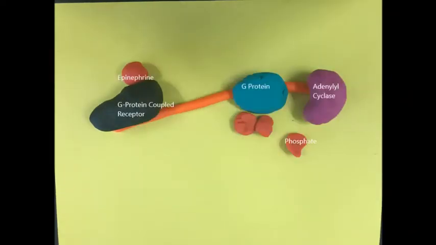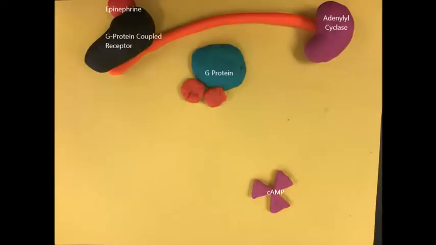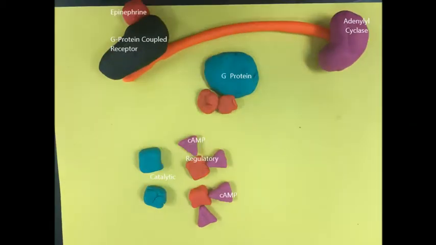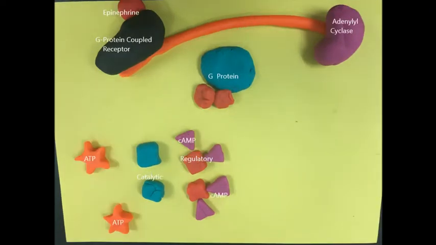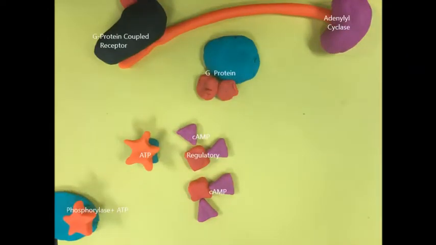The GTP goes and deposits the third phosphate at the adenylyl cyclase, and the adenylyl cyclase pushes the phosphate and it turns to cAMP. The cAMP activates the regulatory portion of an enzyme, and the catalytic portion receives an ATP and activates phosphorylase, which then releases glucose to the bloodstream.